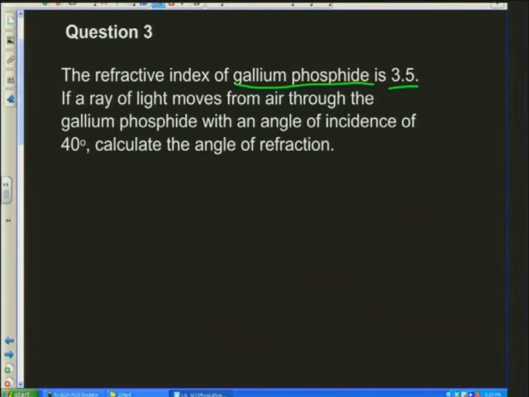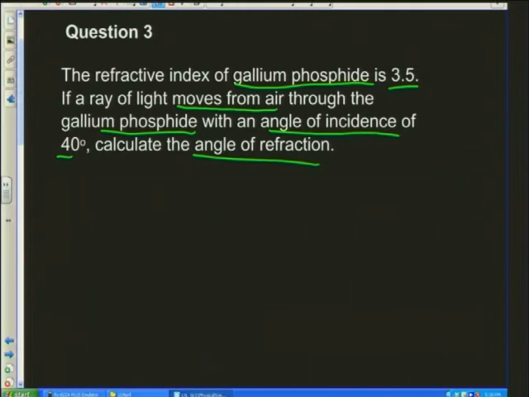They tell us that gallium phosphide has a refractive index of 3,15. If a ray of light moves from air through the gallium phosphide with an angle of incidence of 40 degrees, calculate the angle of refraction. Now, guys, I hope you can see it's again just Snell's law. So I'm going to do this one a little quicker. We know that Snell's law says it's N1 times sine of the angle of incidence equals N2 times the sine of the angle of refraction.